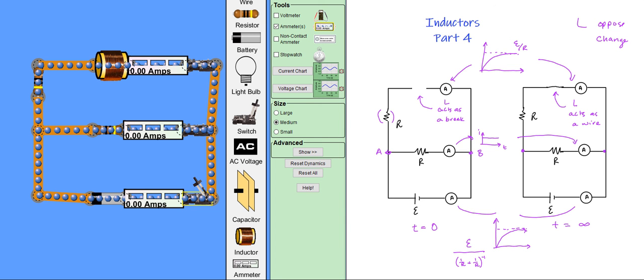In the next video, we're going to take a look at what if we put a capacitor with an inductor, what should happen.